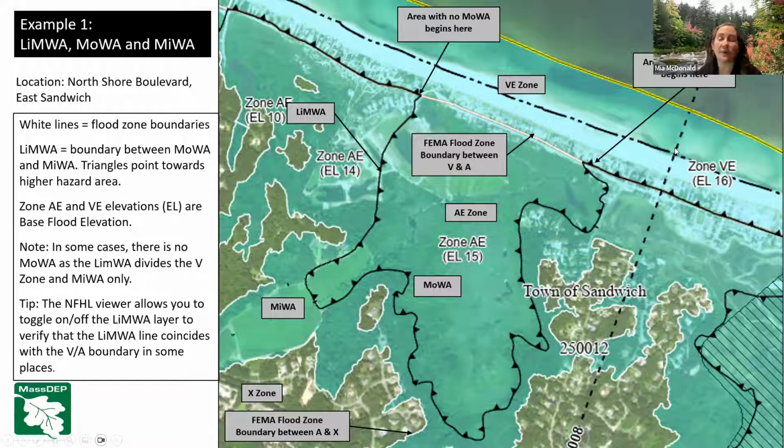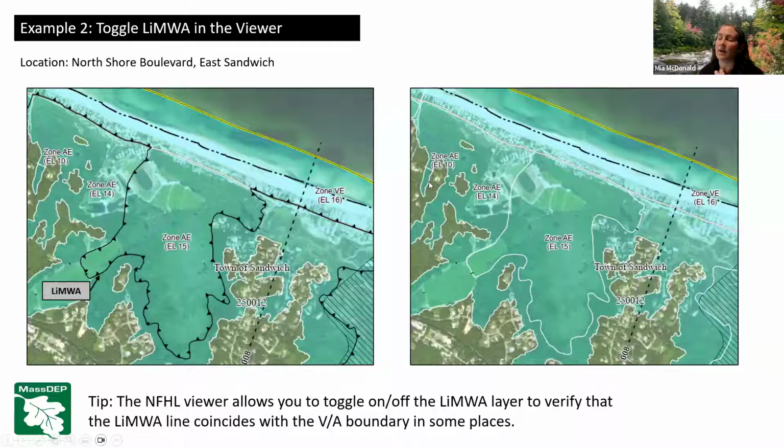One more thing about this example is you might notice that the LIMWA often overlaps those white flood zone boundaries, so it might be a little harder to see what's underneath. Is there a flood zone boundary here? Is there a flood zone boundary here? In the viewer, you can toggle those on and off. Later in this presentation, we're going to show you exactly where to do it. It's a little buried in the legend on the viewer. For now, we just want to show you what it looks like when you toggle it on and off. This is the same example, and we've toggled off the LIMWA. So we can see how the LIMWA follows this boundary and then goes up here and follows this sort of mitten boundary.